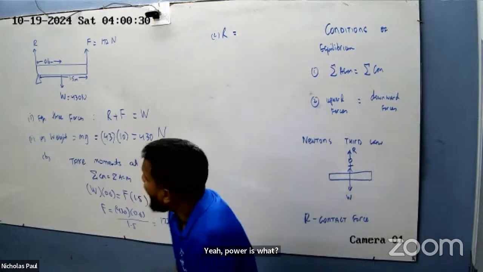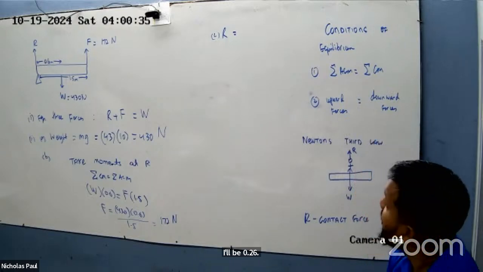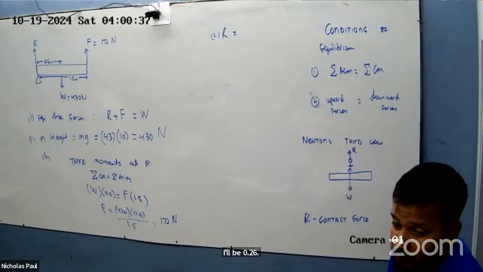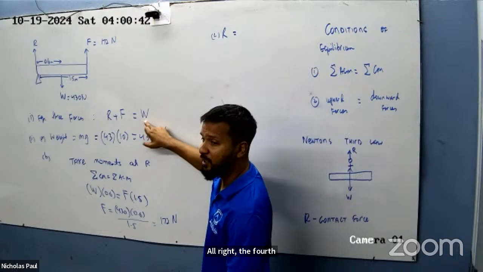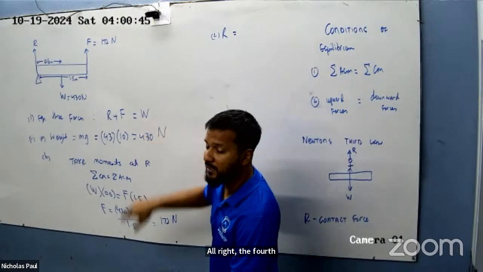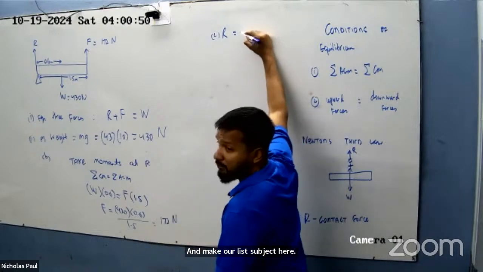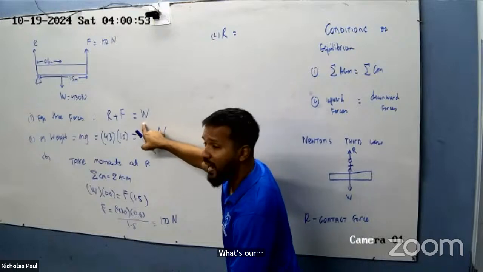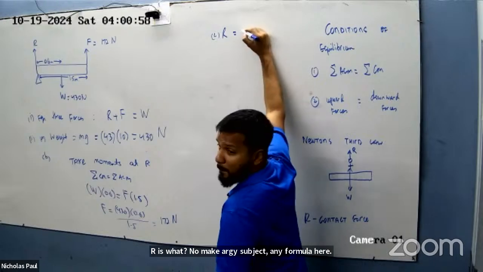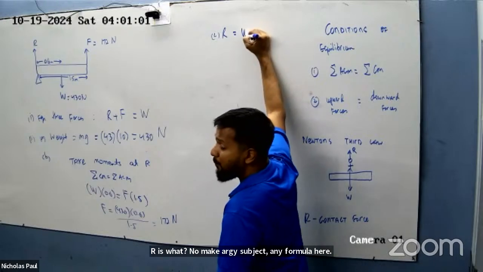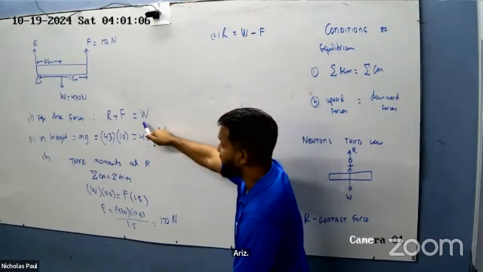How R will be 0.6. 0.6 the length. R is the fourth. And you get R from this, make R the subject here. What's R? R is what? No, make R the subject in the formula here. What will that be? R is W minus F. Right? You can just make R the subject here.